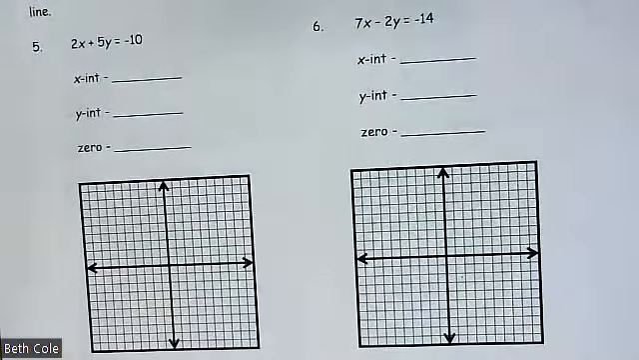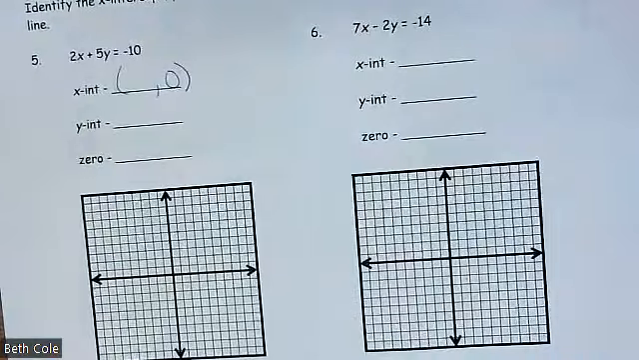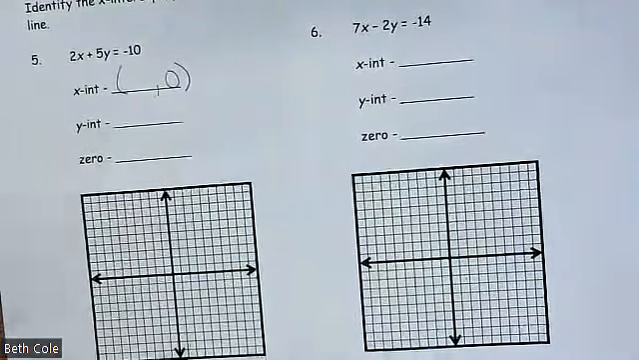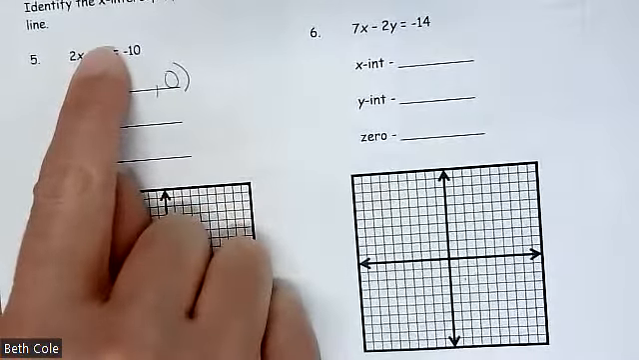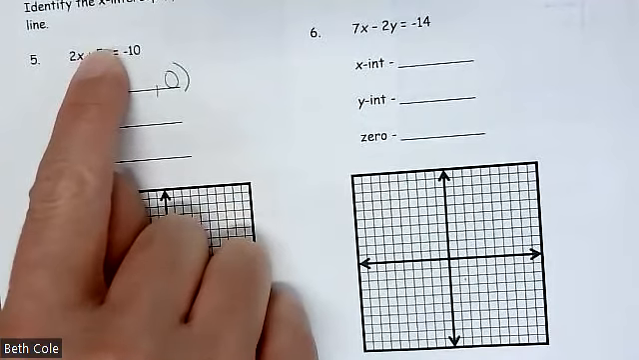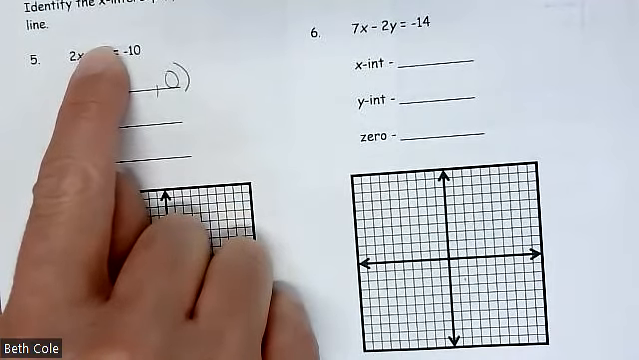All right, now we're going to do this given the equation. Watch. For x-intercept, you're going to plug in 0 for y. It should be something 0, and I like to just cover it up. Watch. If y is zero, it's gone. Do you see that? You have 2x equals negative 10. What would x be?